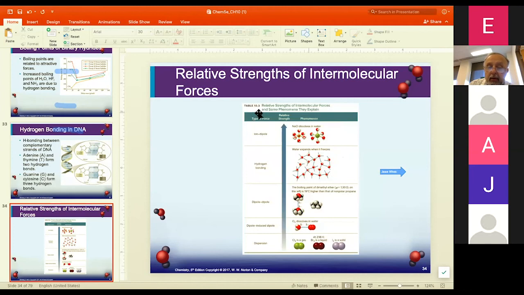Ion-ion interactions are the strongest. Then comes the ion-dipole. This is an ion, a positive or negative charge, interacting with something that is polar. Hydrogen bonding comes next, then dipole-dipole, then dipole-induced dipole. And dispersion forces are the weakest. That order of strength I would like you to keep in mind and know.